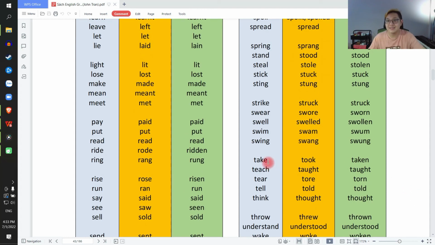Take, chứ không phải là tách tách tách thôi nha, không có lên giọng nha. Do not go up in your voice. Do not go up in tone. Just take, not take. It's just take, took, taken. Take, chứ phải tách nha. Take, took, taken. Teach.